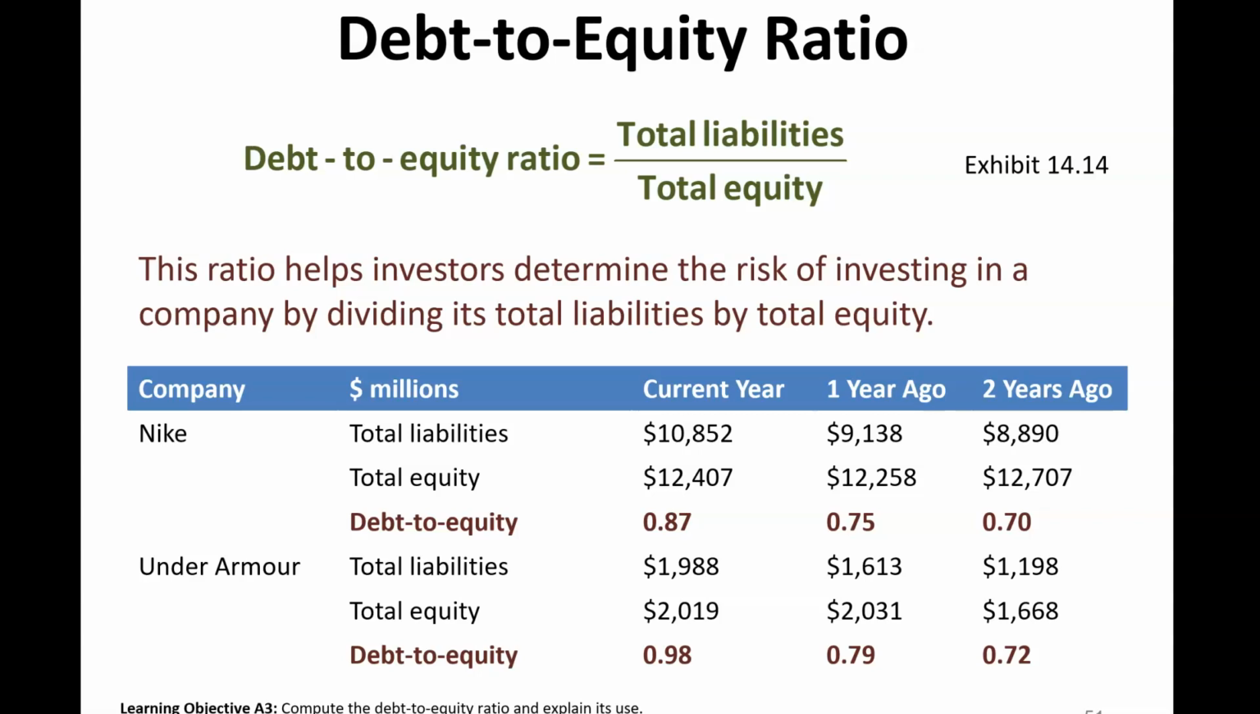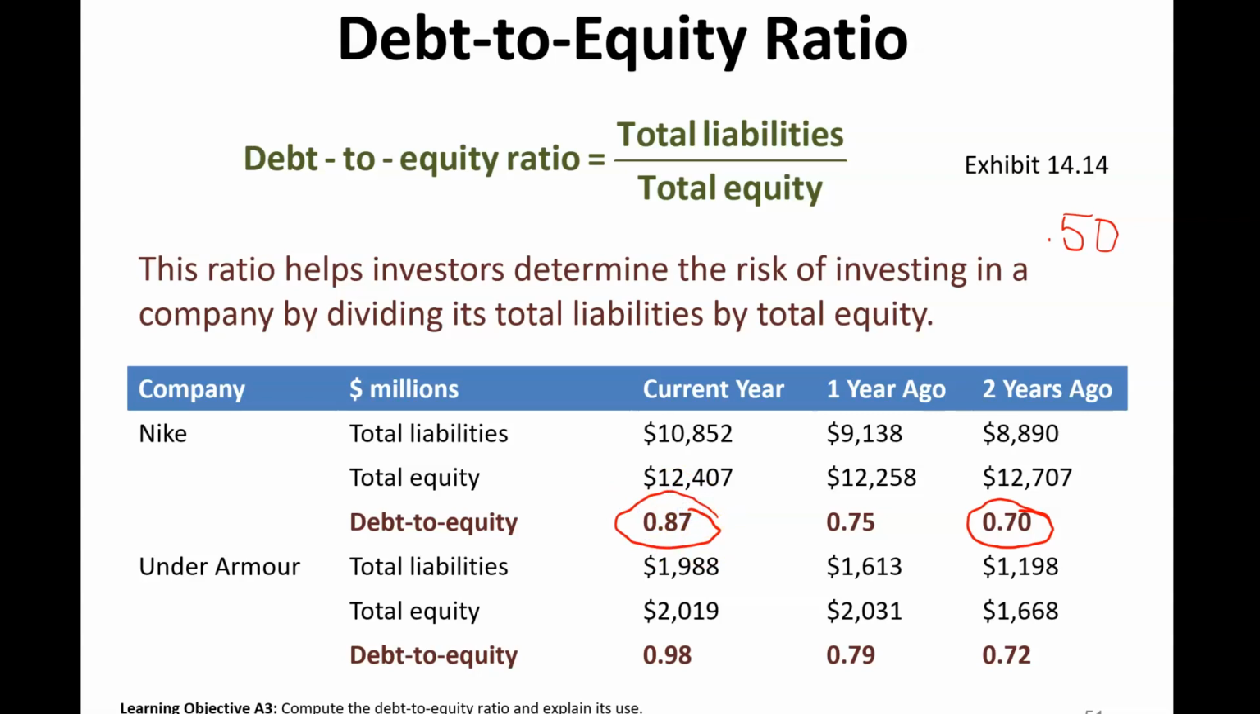Okay, so let's just look at Nike and Under Armour and look at theirs. Two years ago, Nike had a debt to equity ratio of 0.70. If you have a ratio of 0.5, that means half is in liabilities and the other half is in equity. So a 0.7 means they have more liabilities, they owe more money than they've used their equity. And their current year has increased to 0.87.